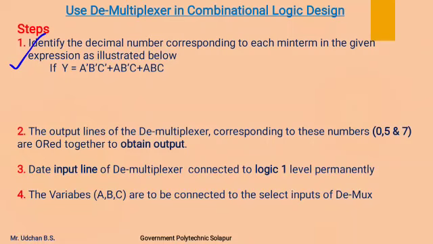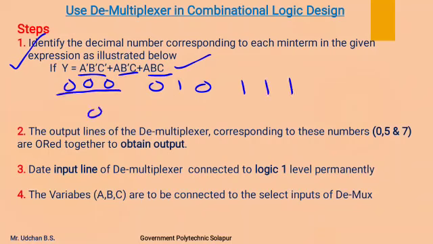Now, if we consider the expression like this, y is equal to a bar b bar c bar plus a b bar c plus a b c. Now here we have to find out the decimal number corresponding to each min term. So for the first min term, the binary equivalent will be 0 0 0. For the second, the binary equivalent will be 0 1 0. For the third, the binary equivalent will be 1 1 1.